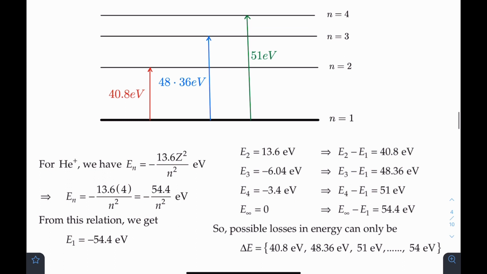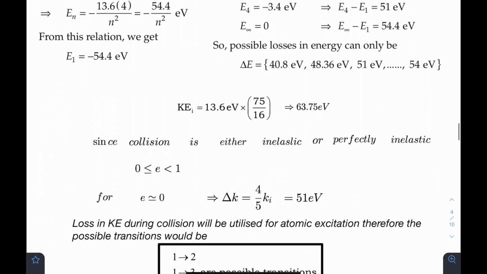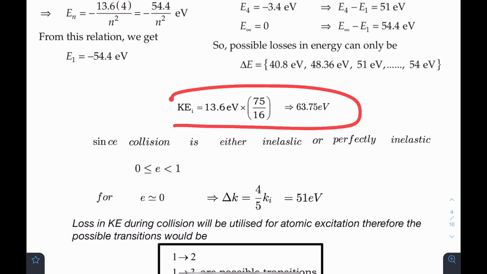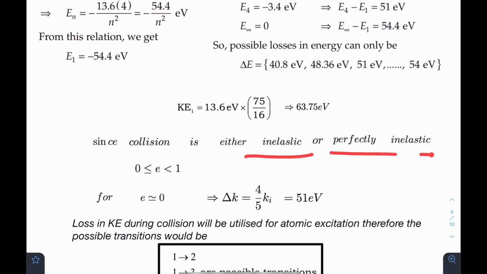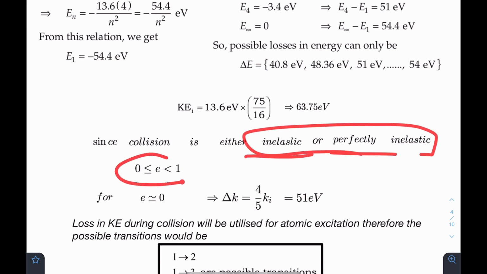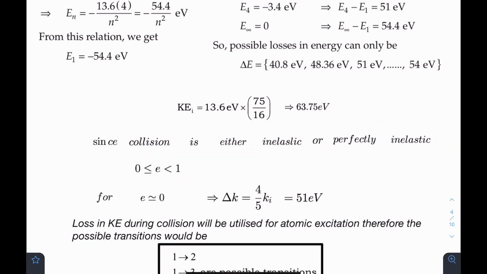So we know these energy gaps here between 1, 2, 3, 4, and for other orbits also we can take. Now the initial kinetic energy is given to us, which is 63.75 electron volt. Since the collision is either inelastic or perfectly inelastic, we are dealing with this data. E can be 0, but E will never be equal to 1, because corresponding to E equal to 1, there is no loss in energy at all.